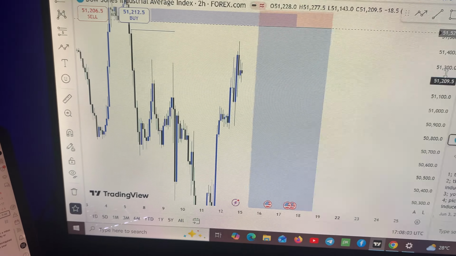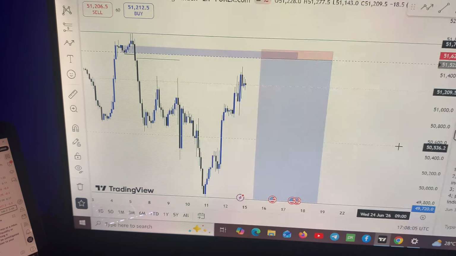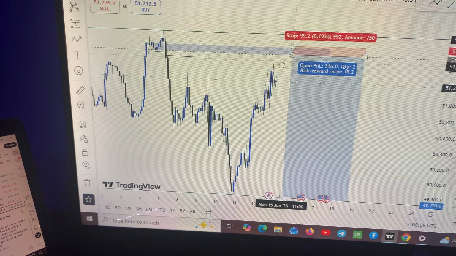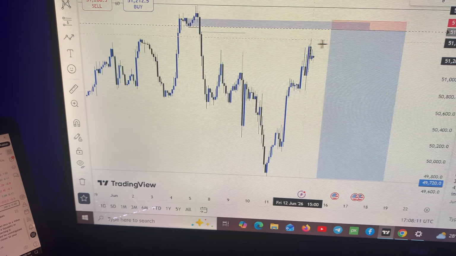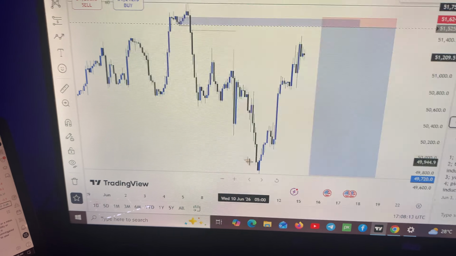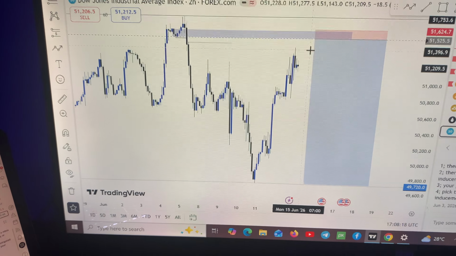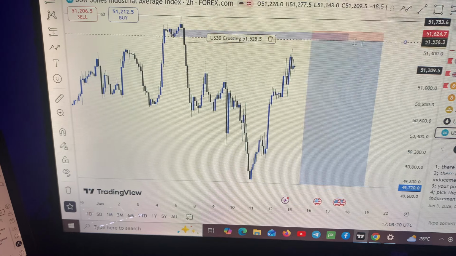So this is the point of interest that I'm expecting on US30 to give us, and I will be entering the trade, and I will be taking my profit in this zone that the market created while pulling back to take out this inducement. So this is the zone I'll be taking my profit.